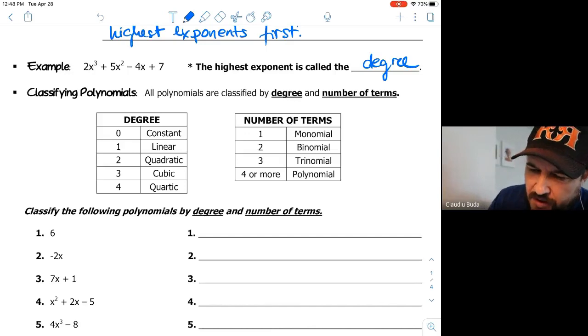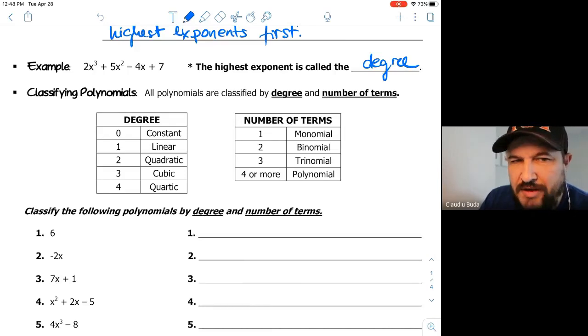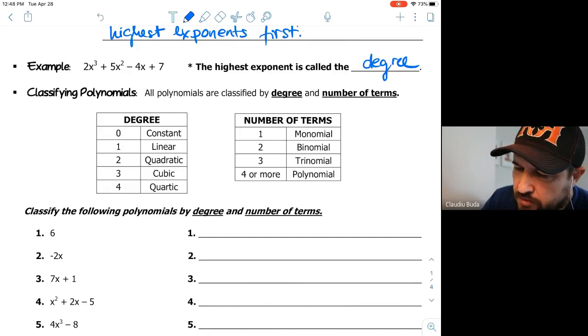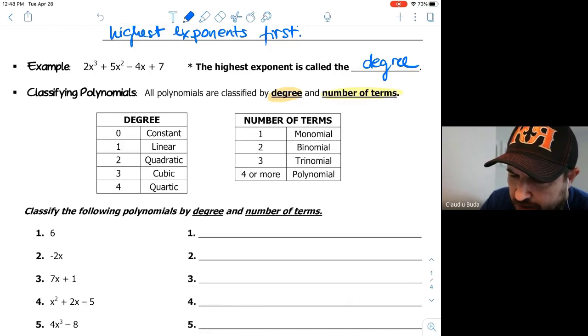Okay, and since we're talking about degree, let's talk about classification of polynomials. How do we classify them? We classify by degree and by the number of terms. That's how we classify polynomials. Okay, and in the first box, first table, by degree.